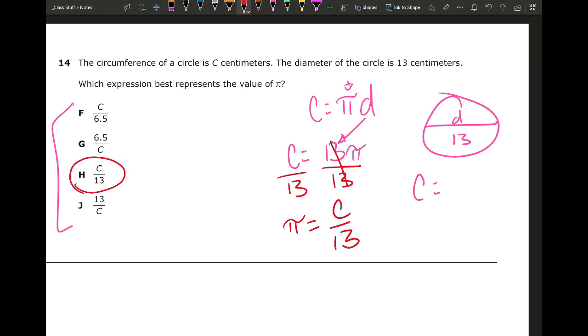Whatever that is. We don't need to find the circumference. Again, if you needed to find the circumference, all you have to do is multiply pi times the diameter, 3.14 times 13, and that will give you the circumference, but we're not looking for that.